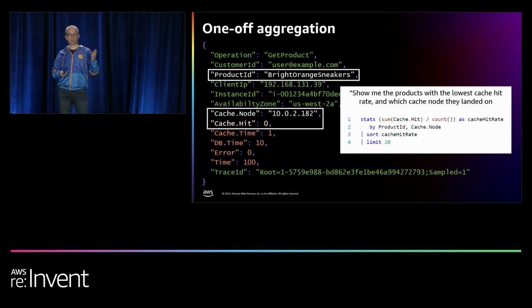Or maybe show me the products with the lowest cache hit rate per node so I can find out why a particular cache node is not behaving the way I expected. So very interesting, just questions based on any dimension that I didn't even think to put ahead of time to materialize as something I need to look at all the time. You can just keep digging down because everything's instrumented and logged.